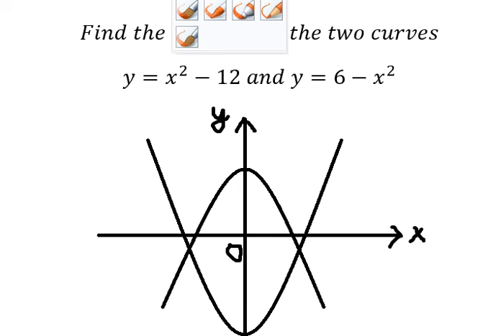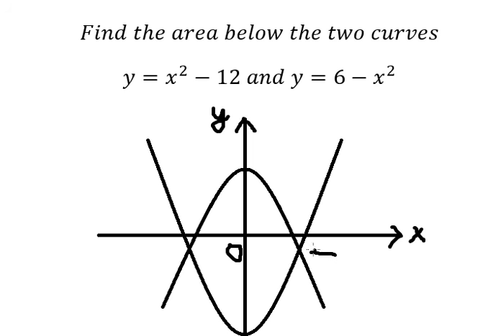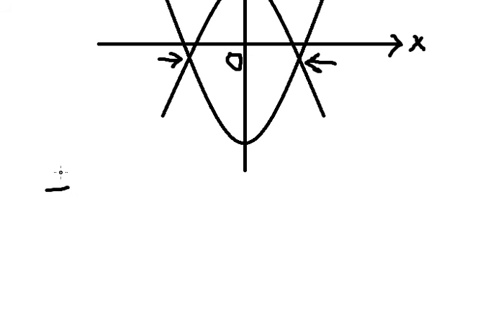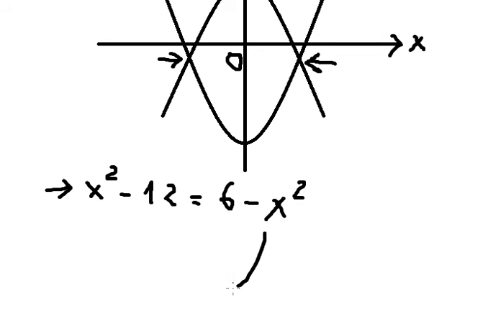Now we need to find the intersection in here and here. So we have y and y, so we can put like this. So I will put negative s squared go to the left, negative number 12 go to the right.